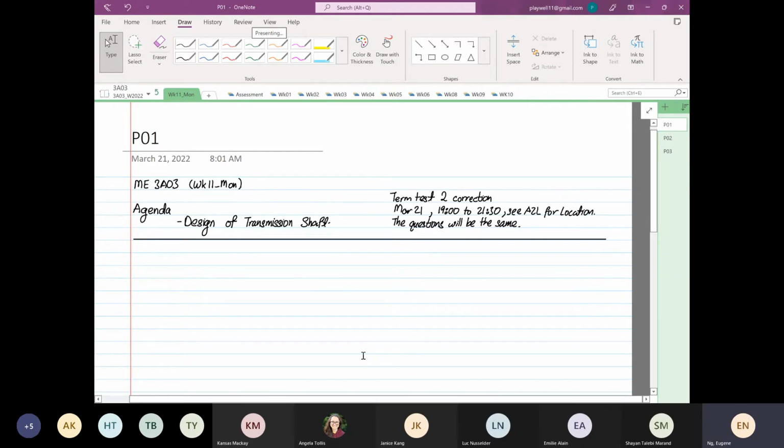Let's talk about term test 2 correction. So term test 2 correction will occur tonight, from 7 to 9:30. I could not remember which room I booked, but I'm very sure it's in T13, the temporary building 13 that is on Main Street West.